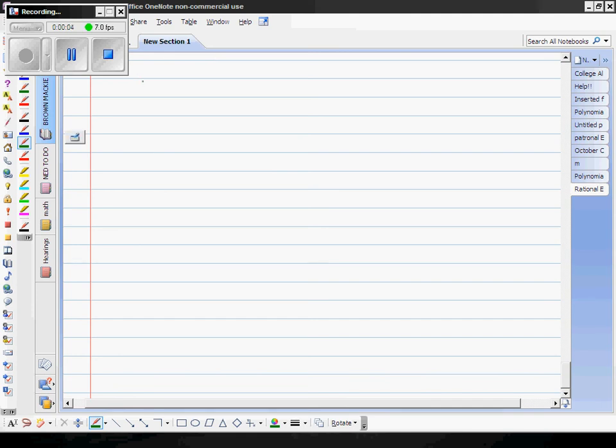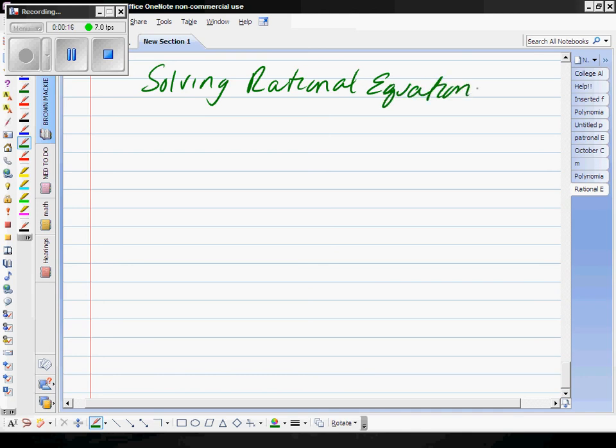Alright, so let's get to business. Solving rational equations. It's no longer expressions, it's going to be an equation because there's going to be an equal sign in there. So, start off fairly simple, shall we?